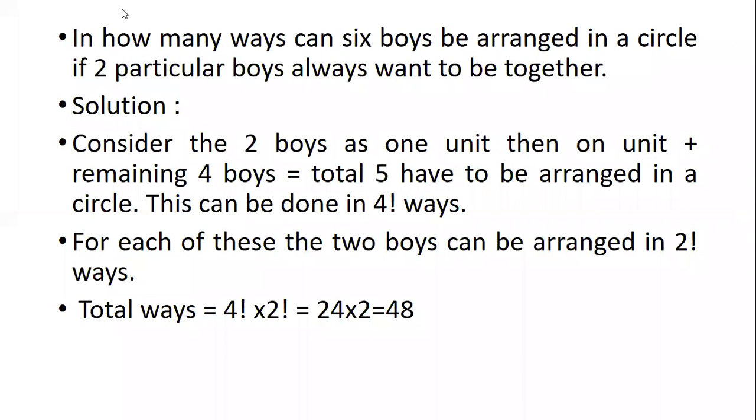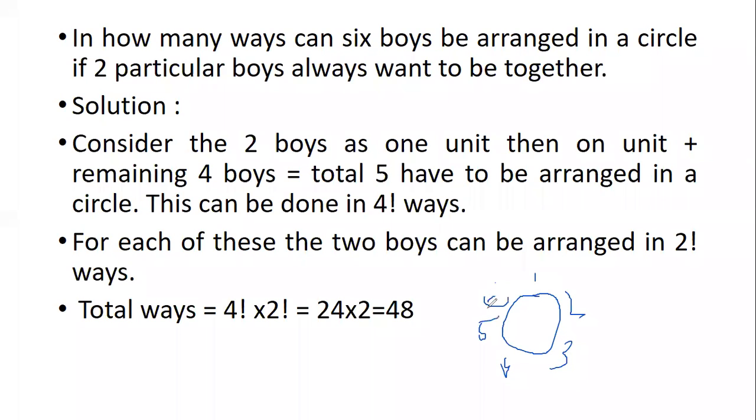Okay, in how many ways can 6 boys be arranged in a circle if two particular boys always want to be together? So two particular boys always want to be together. They are all standing in a circle, and there are totally 6 boys. So we have 1, 2, 3, 4, 5, 6.